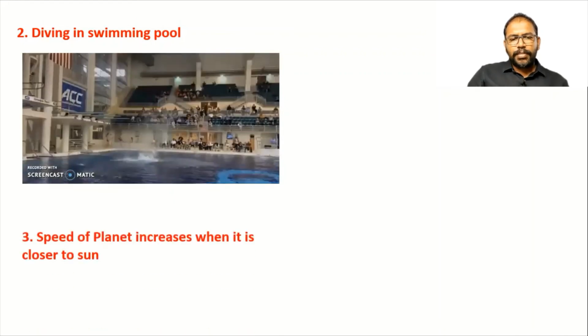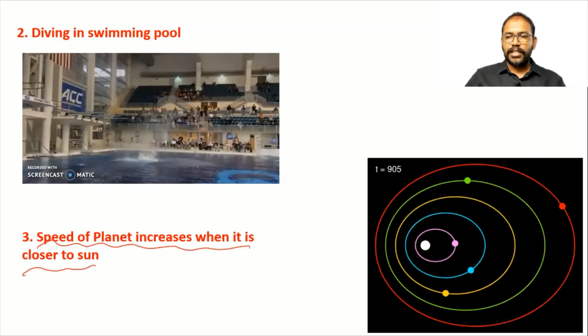Now another example: you learned Kepler's laws in 11th standard. Kepler's second law says the areal velocity of a planet is constant. You know that the speed of the planet increases when the planet is closer to the sun. You can see here the planetary motion. This is the sun. When the planet is closer to the sun, its speed increases.